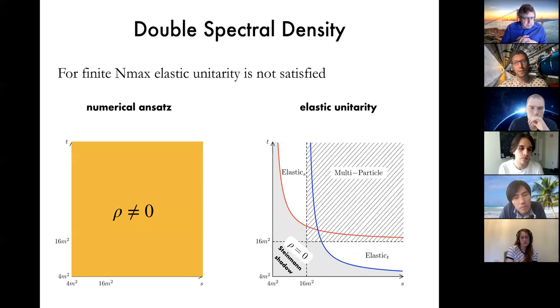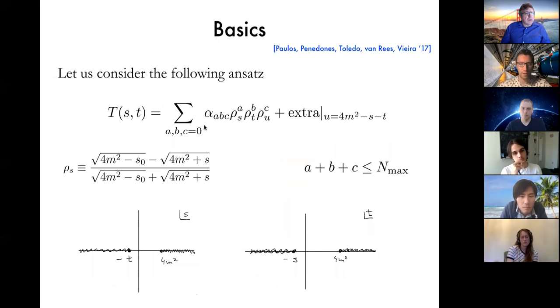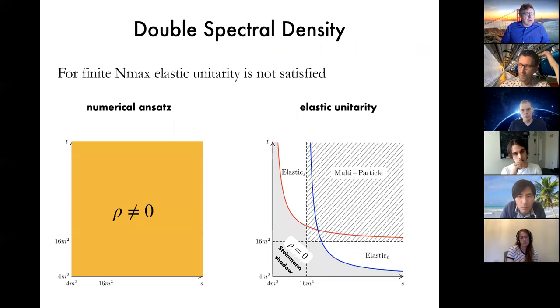And one important point which I want to emphasize is that this numerical ansatz for finite N max can never satisfy elastic unitarity. The way you see it is you just take a double discontinuity and you see this numerical ansatz has non-zero rho everywhere. It cannot have this region of zero double spectral density. So this is a basic problem with this ansatz, I would say. Of course, you can hope that when you don't truncate the sum, if you go to infinity, then something will develop like this, if you are lucky. But there is no good reason for that.